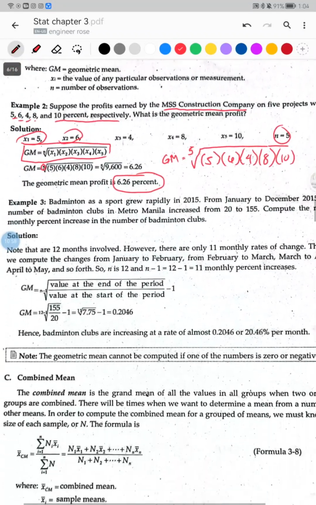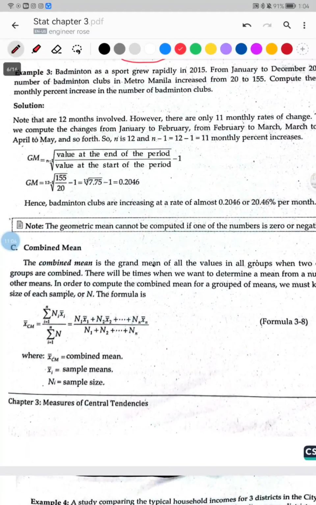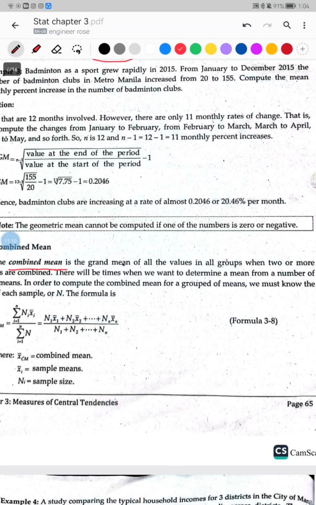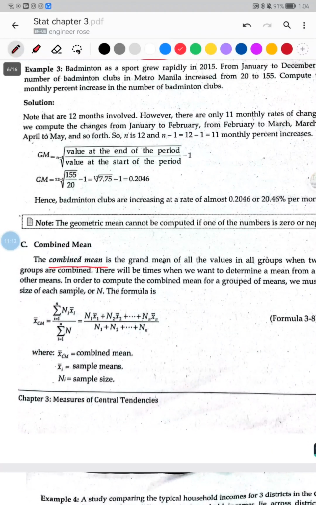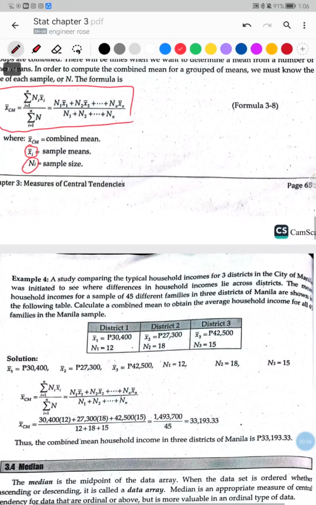So, next is the combined mean. The combined mean is the grand mean of all values, for a group of 2 or more combined. So, this is its formula. It is almost the same as the weighted mean: the sample mean x-bar, and n_i is the sample size. So, the formula of the combined mean is the same as the weighted mean. Let's go to the example.